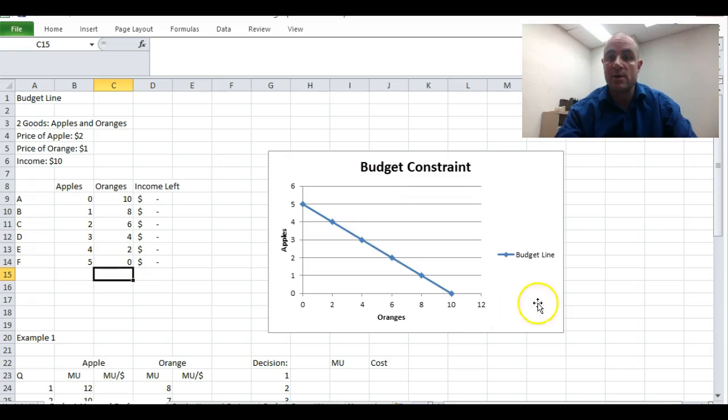Anywhere outside, however, over here in the right portion, we cannot attain. For example, let's say 5 apples and 5 oranges, right here. At this point, 5 times 2 for the apples is 10, plus another 5 for the oranges is 15. So we can't afford that. So that's a look at our budget constraint.